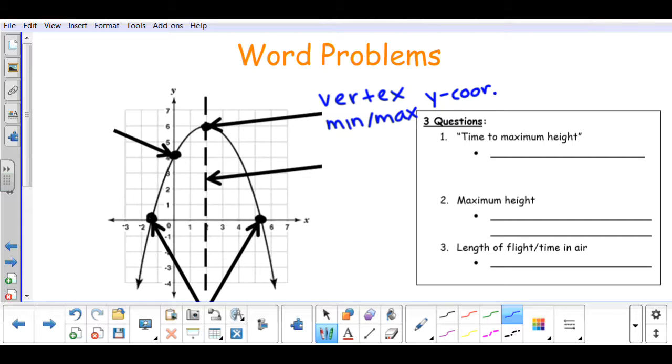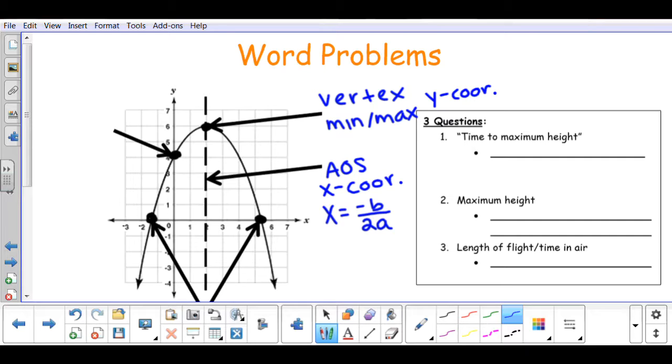I also have this vertical dashed line representing the axis of symmetry, and that's going to be the x-coordinate of the vertex that you would plug in to find that y-coordinate. So that's when we use the formula x equals the opposite of b over 2a. And that's going to be whatever the input is for the equation in the given problem.